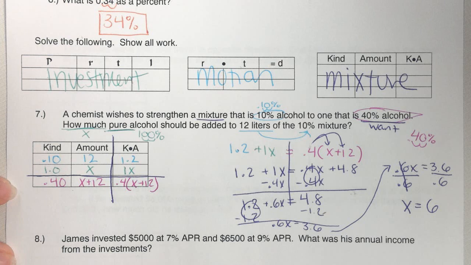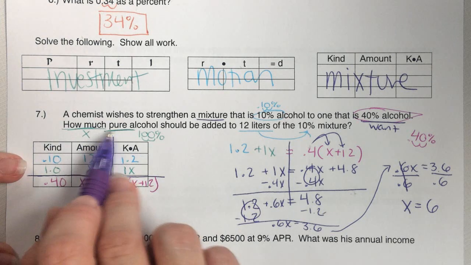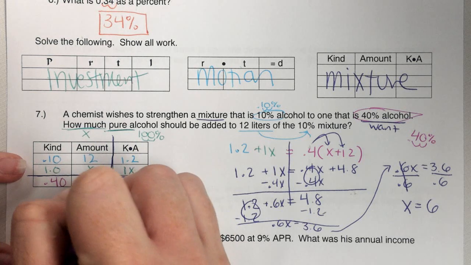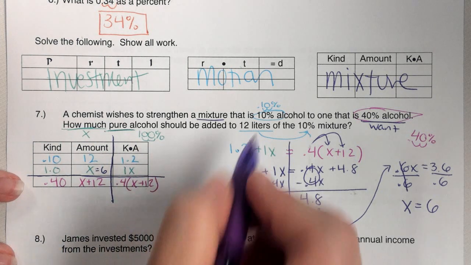So knowing that, I'm going to read and plug in. It says how much pure? Well, x equals how much pure? So it's 6 liters.